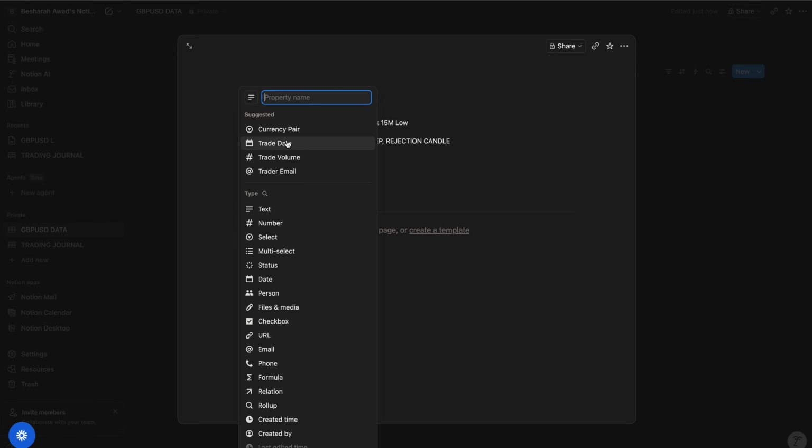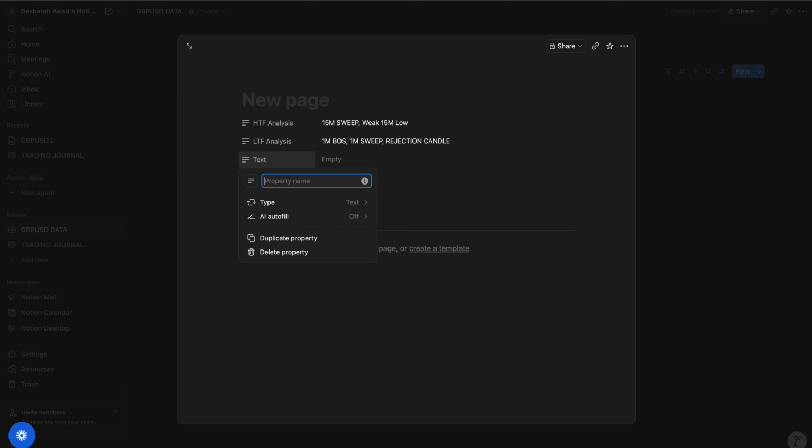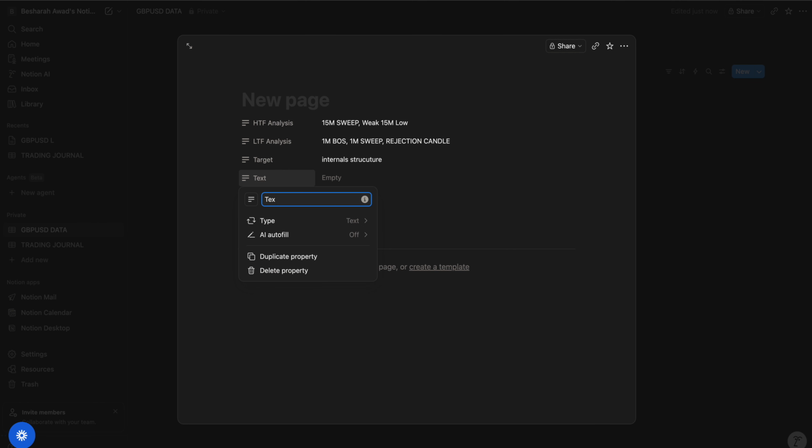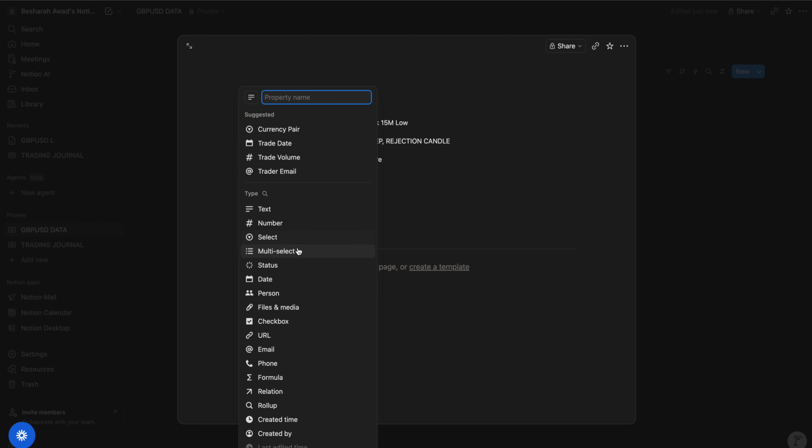Over here, you're going to write your target. What do you target in your trade? So you can say I targeted the internal structure. Then the time of the trade, so time/session. So if you traded it in London at 2:30 p.m., as an example. If you want, you can also add multi-selects.